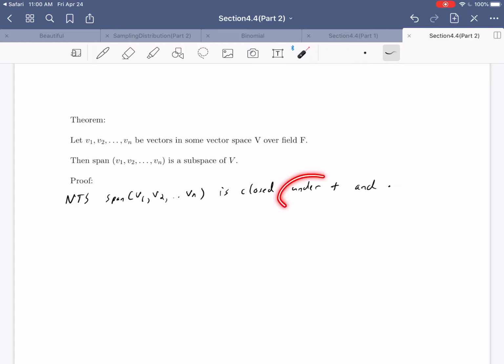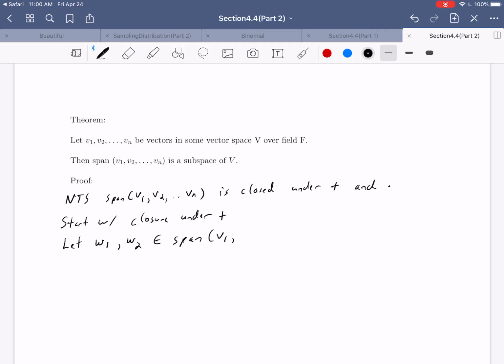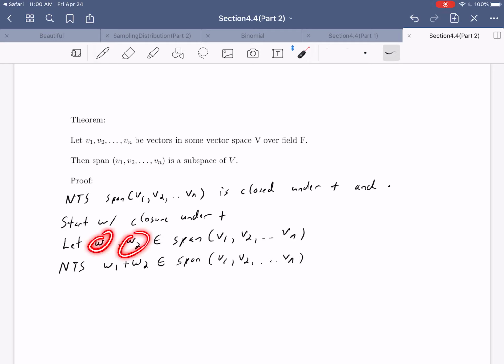So, as usual, let's go ahead and start with closure under plus. We've already used the notation of v1 through vn, so let's use w's here. Let w1 and w2 be elements of the span of v1, v2 down to vn. What we need to show then is that w1 plus w2 is an element of the span of v1, v2 down to vn. So we're going to start with these two vectors that are in the span, and we're going to try to show that their sum is in the span.